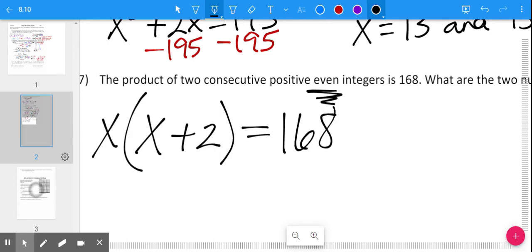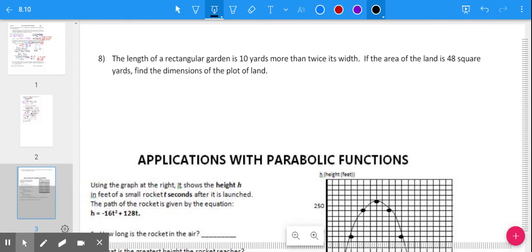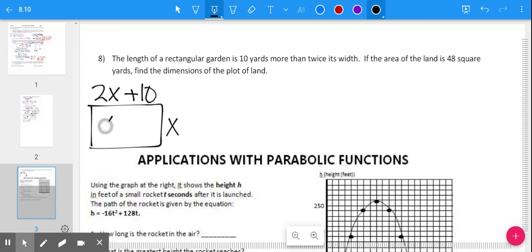And the last one we're going to do is number 8. So it says the length of a rectangular garden. So the first thing I'm going to do is draw a rectangular garden. The length is 10 yards more than twice the width. It doesn't tell us how big the width is, so we're going to call it x, and the length is 10 more than twice the width. And it says the total area is 48.